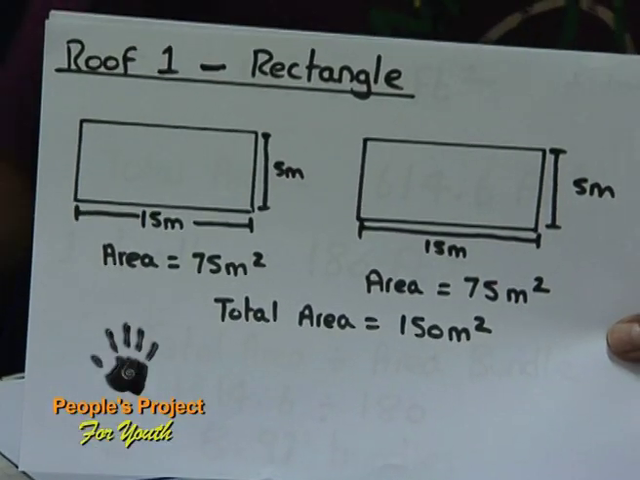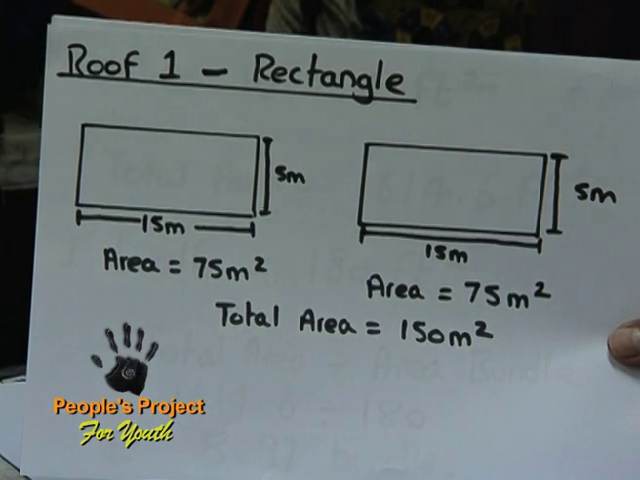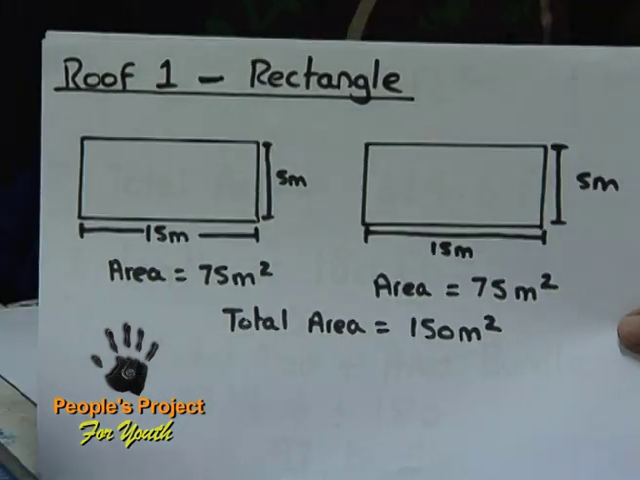We are here in the Kunga Zongkang hardware shop in Thimphu, and we've come to find out how much it will cost us to buy the CGI for our roofs. The first roof that we are going to look at is the rectangular roof. The rectangular roof, if you remember, we calculated, had an area of 75 metres squared. And the roof has two portions, so we've doubled that area to find out that it has an area of 150 metres squared.